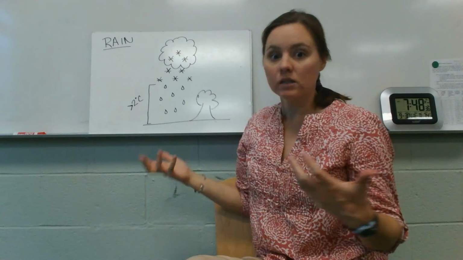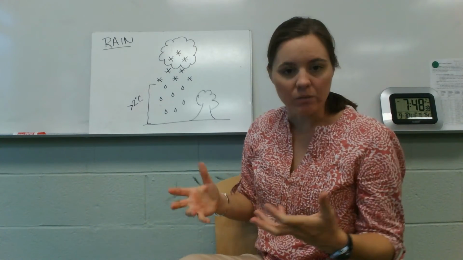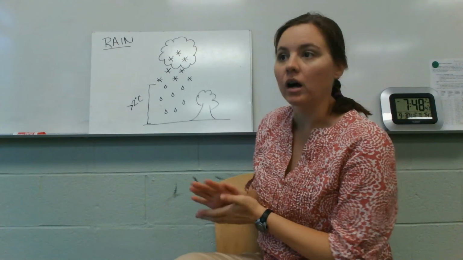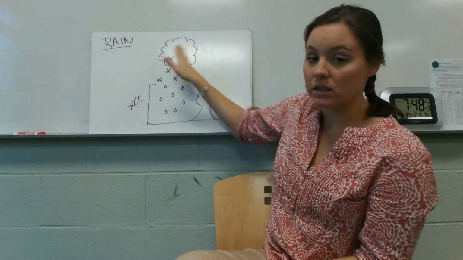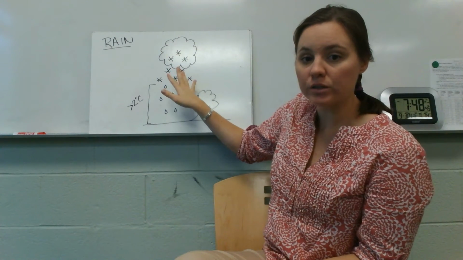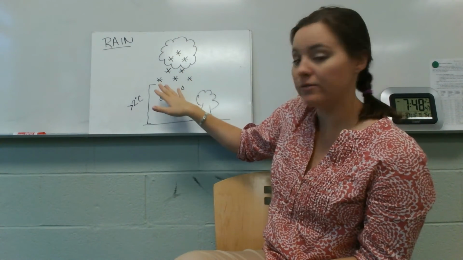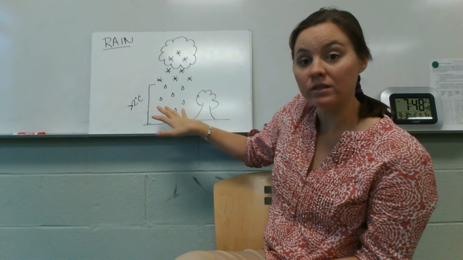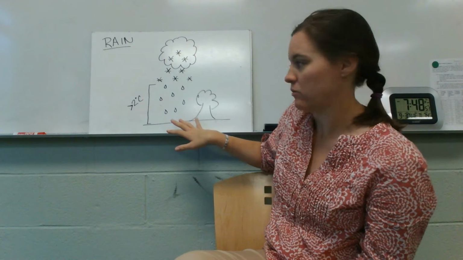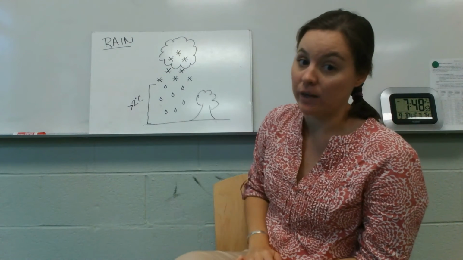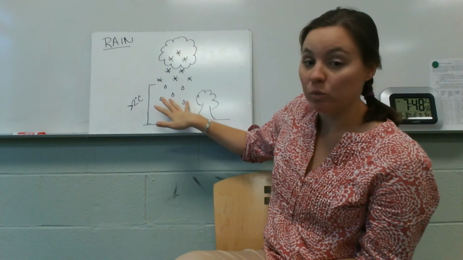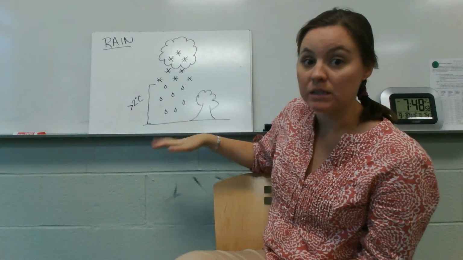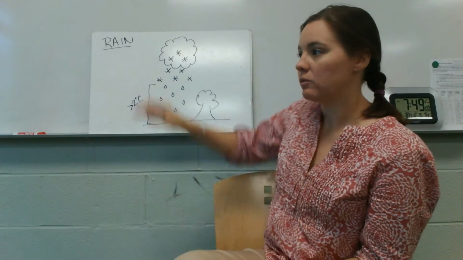So rain, the most simple one. Well, it's not the most simple one. Snow is the most simple one. But rain starts out as the big ice crystals, the snow crystals in the cloud. As it falls through a warm portion of the atmosphere and then hits the warm ground, that's how we get rain. So as it falls through the warm portion of the atmosphere and hits the warm ground, it's melting into the water droplets that we see as rain.